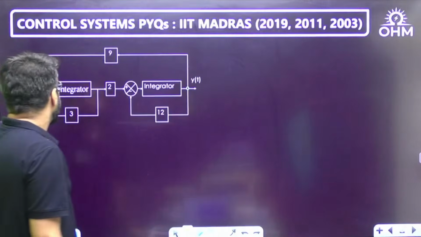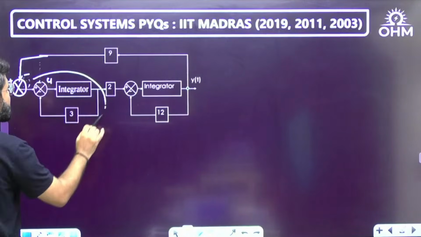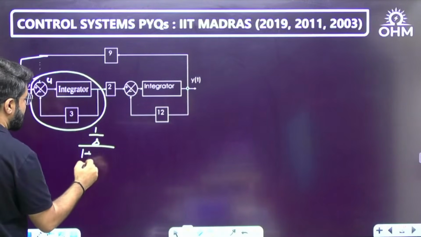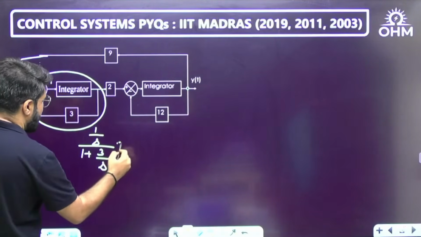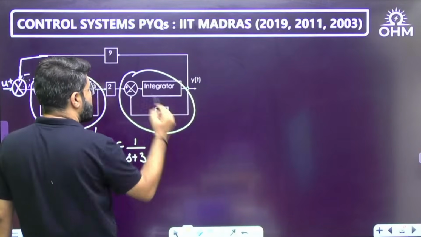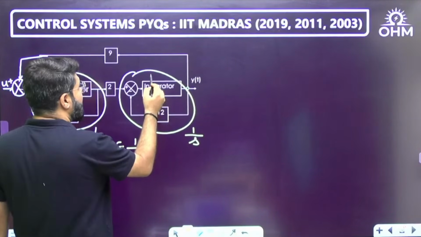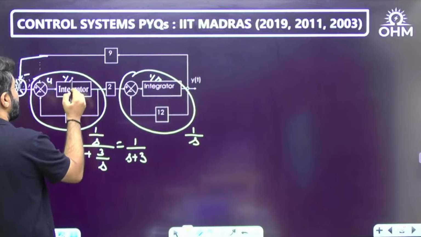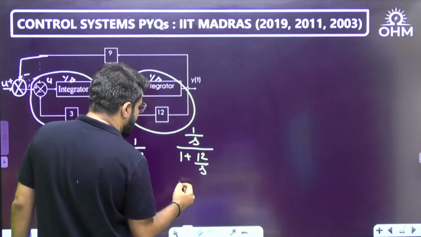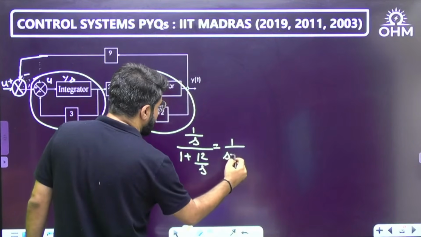Now, what is the gain of this block? It's a simple negative feedback, G upon 1 plus GH, which will become 1 upon s plus 3. Similarly, what about the gain of this one? 1 by s, forward path gain. Don't forget, integrator gain, divided by 1 plus GH, 1 plus 12 by s. So this one is 1 upon s plus 12.